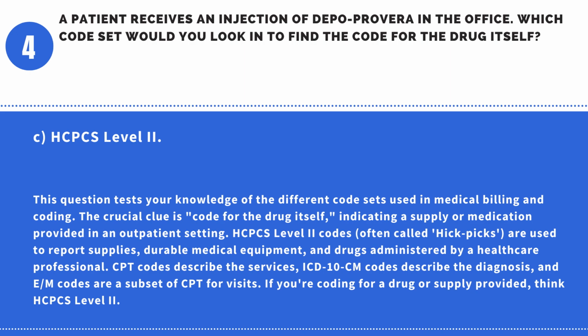Answer C. HCPCS Level II. This question tests your knowledge of the different code sets used in medical billing and coding. The crucial clue is code for the drug itself, indicating a supply or medication provided in an outpatient setting. HCPCS Level II codes, often called HCPCS, are used to report supplies, durable medical equipment, and drugs administered by a healthcare professional. CPT codes describe the services, ICD-10-CM codes describe the diagnosis, and E/M codes are a subset of CPT for visits. If you're coding for a drug or supply provided, think HCPCS Level II.